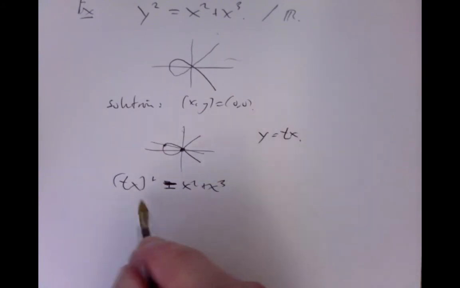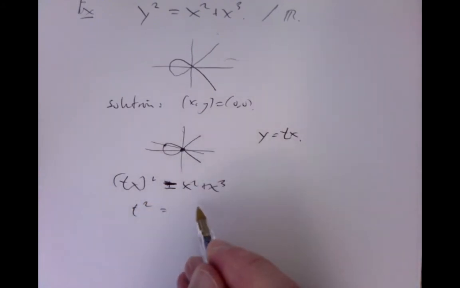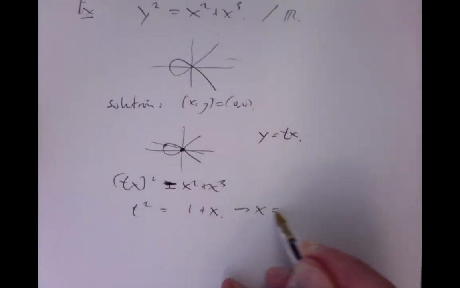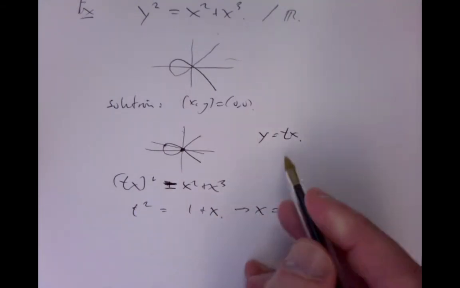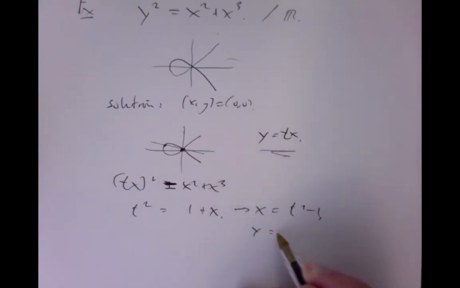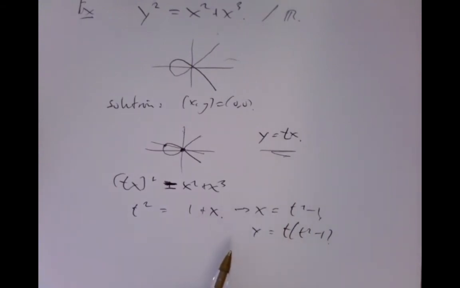And we can divide out a factor of x squared, we get t squared equals 1 plus x. And so that gives us x is t squared minus 1. And since y is tx, we get y equals t times that, t times (t squared minus 1). That enables us to parameterize the curve, which is something we figured out how to do previously. But it also tells us how to solve for the points that lie on the curve.